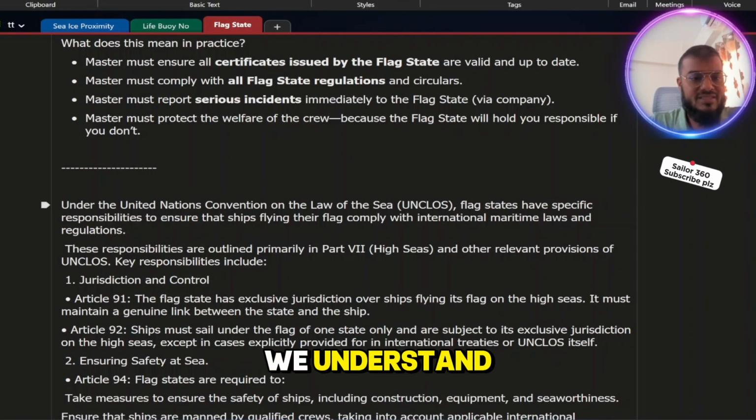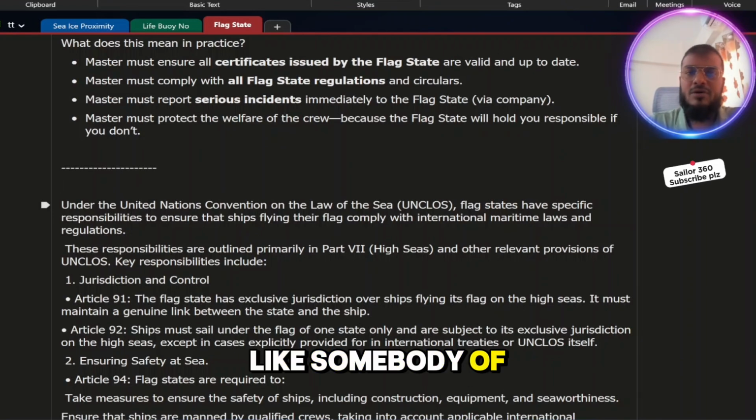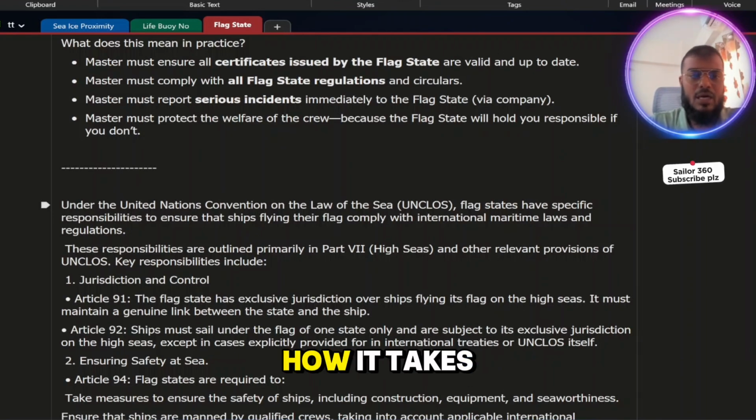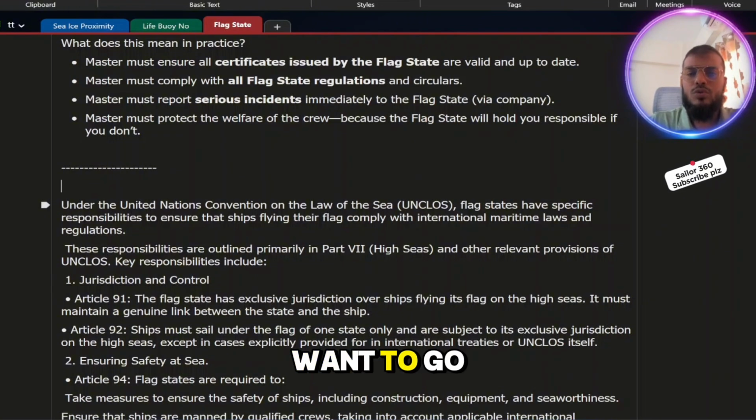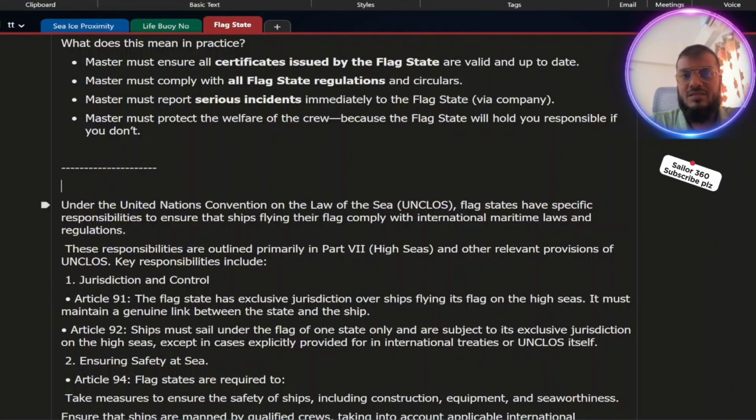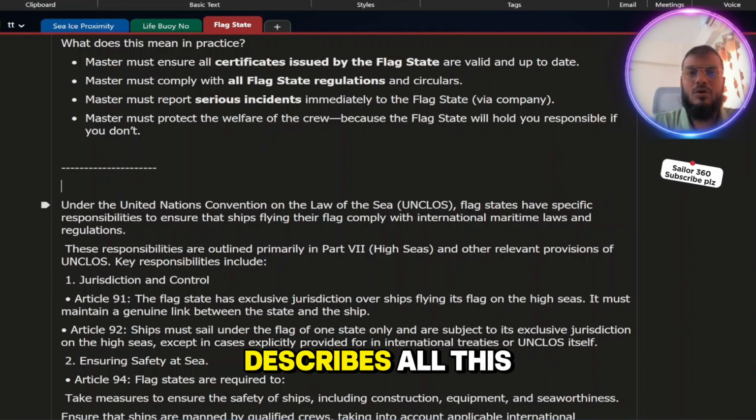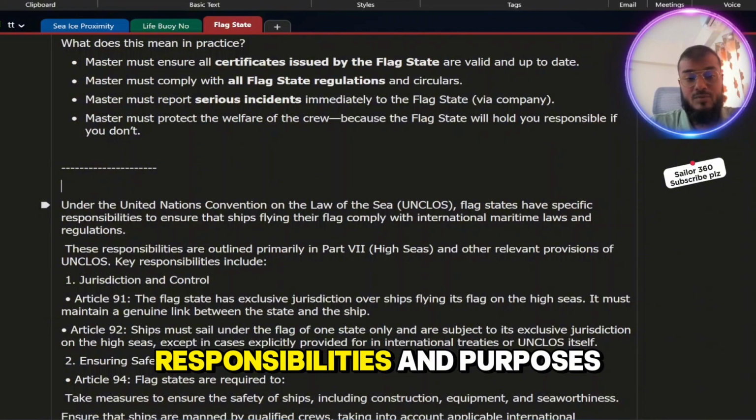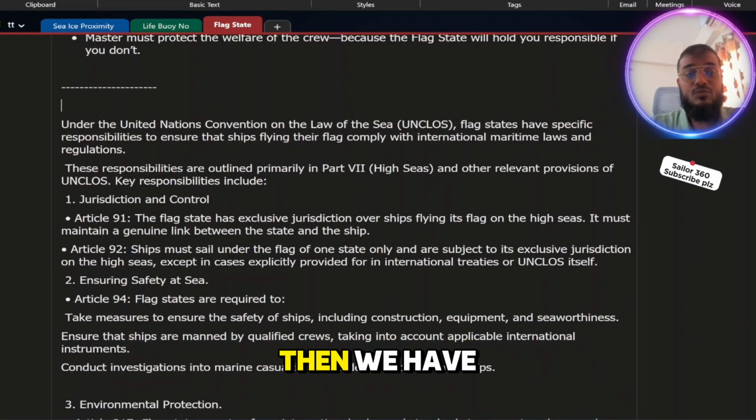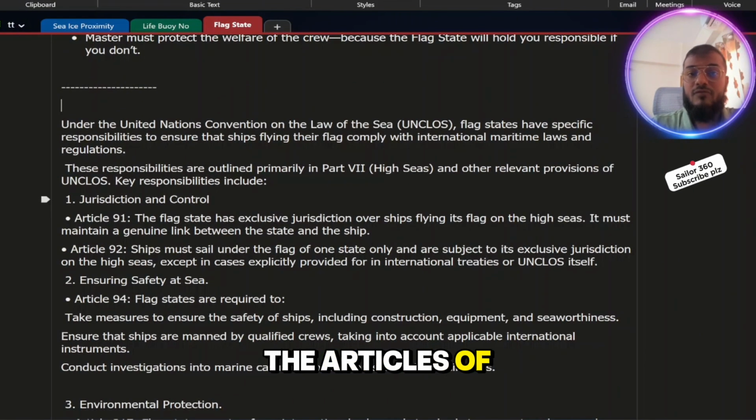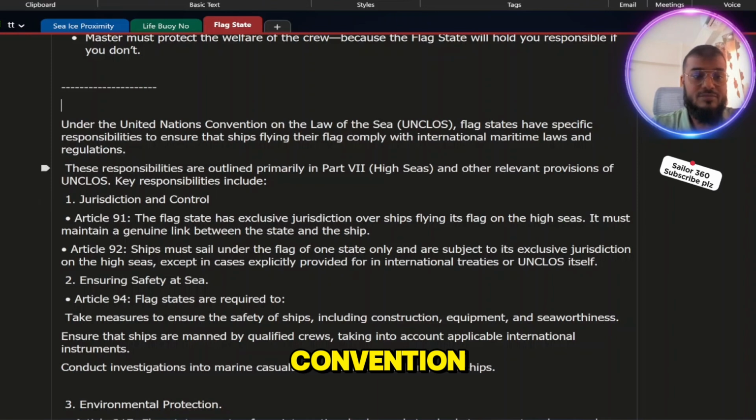Now, so far we have understood a summary of the flag state, what it does, and how it takes on responsibility. But if we want to go into further detail from the articles from which we extracted all these responsibilities and purposes, then we have to go through the articles of the UNCLOS convention.